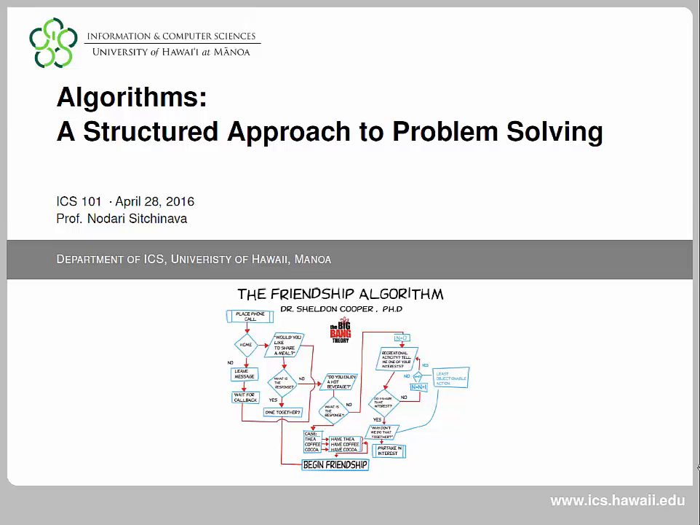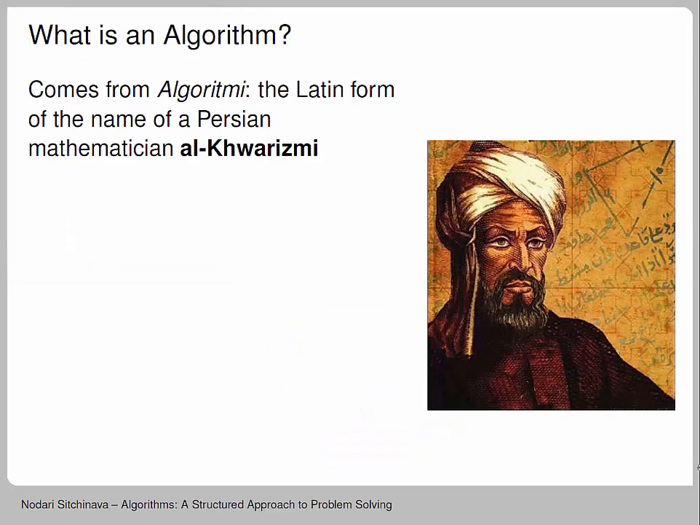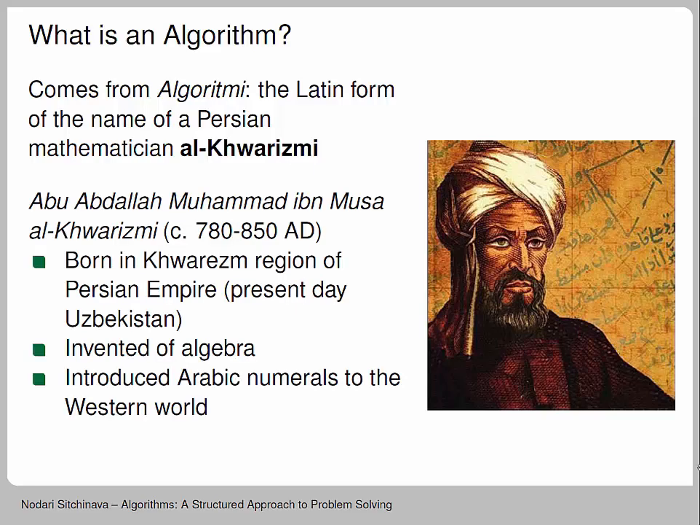My name is Nadari Sichinova, and today I'll talk about algorithms, what they are, what they're used for, and why they're useful. The word algorithm comes from the word algorithmi, which is the Latin form of the name of a Persian mathematician Al-Khwarizmi. Al-Khwarizmi lived in Khwarizm region of the Persian Empire, which is currently part of Uzbekistan. He is attributed to inventing algebra and introducing Arabic numerals to the Western world.